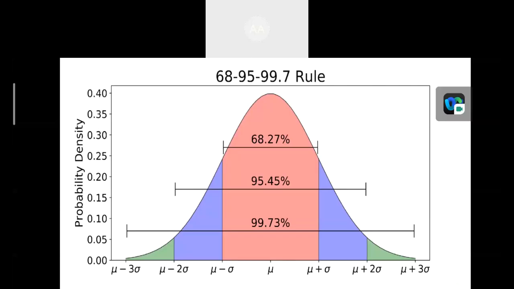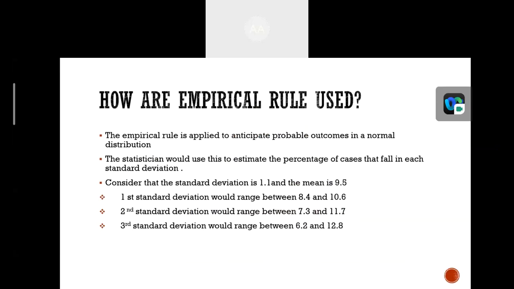This is the graphical representation of the 3-sigma rule, where we can see mu, that is the mean, at the center of the graph. Towards the right we can see mu plus standard deviation, mu plus two standard deviations, and mu plus three standard deviations. Towards the left we can see mu minus standard deviation, mu minus two standard deviations, and mu minus three standard deviations. So you could see how much the 68% covers, how much the 95% covers, and how much the 99.7% covers. It will be clear when we use it in the practical sense.